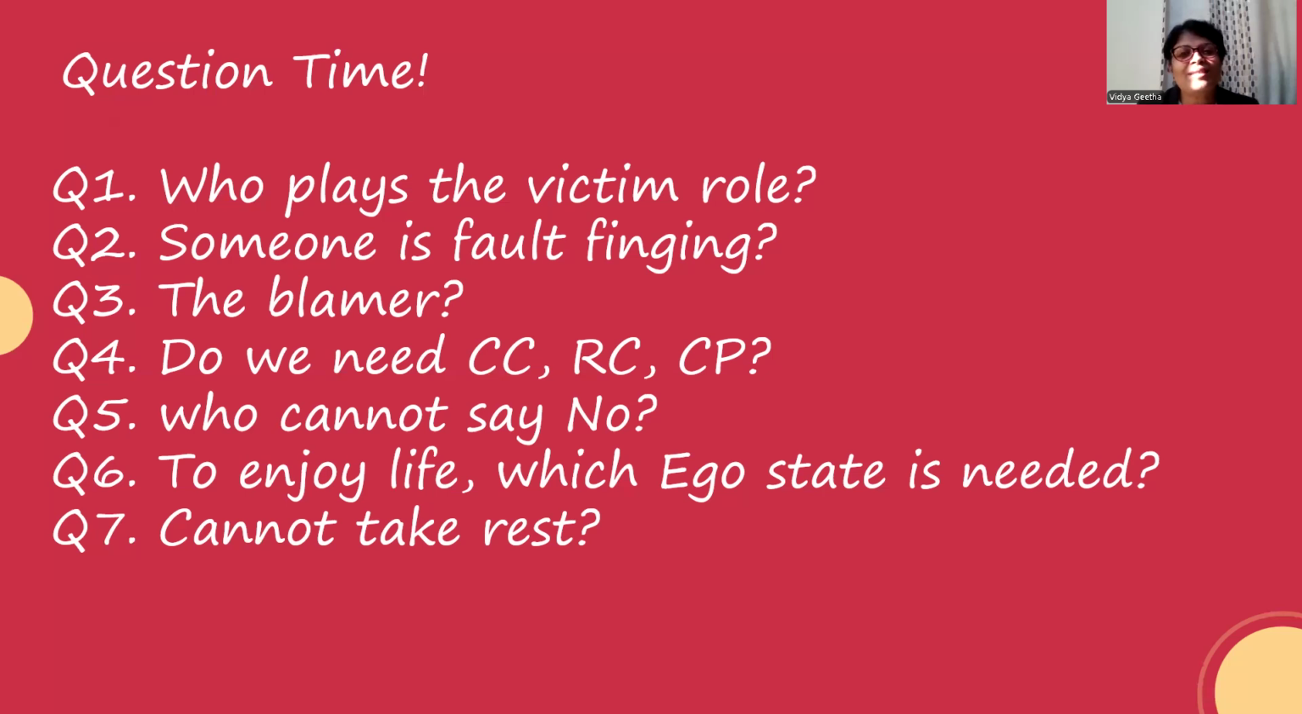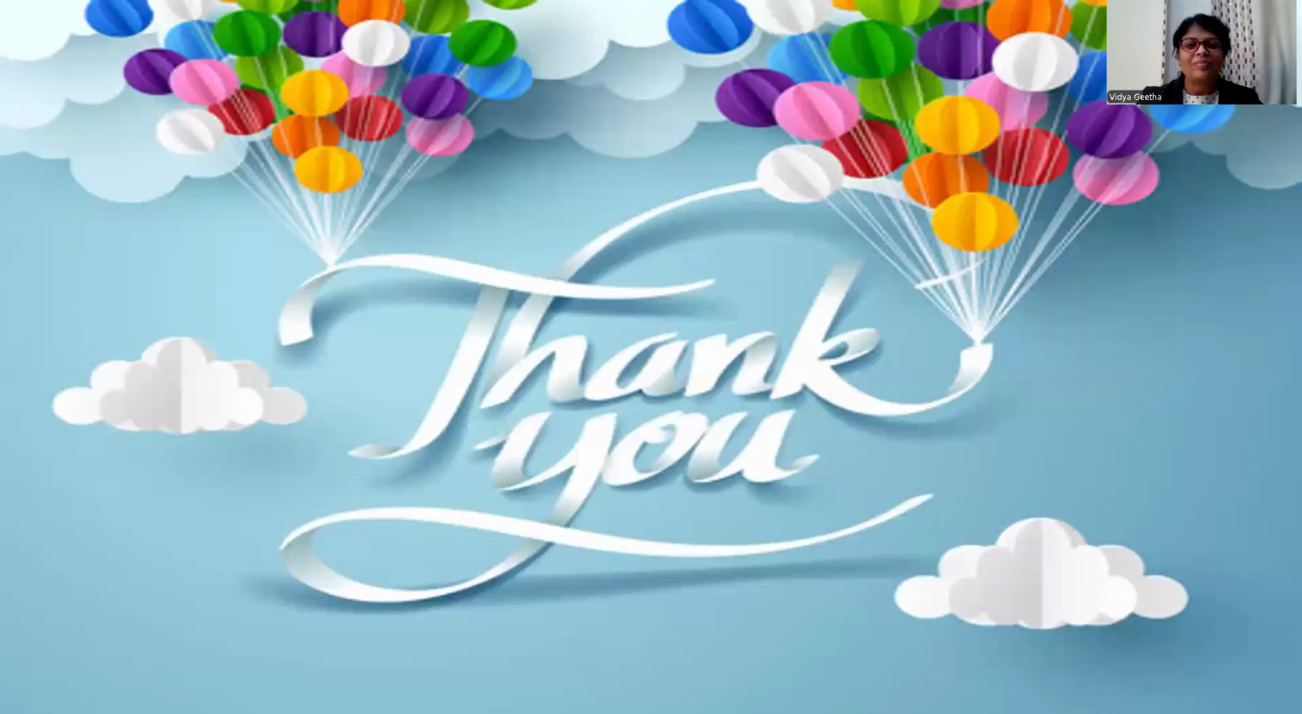Who cannot take rest? Nurturing parent. Why? Because I am so responsible that I have to do everything and I end up being exhausted. So take rest, have a great time, and try to evaluate in which ego state you are functioning most of the time. Ideally, what we need is the adult ego state. And under the adult, we need the controlling parent, the nurturing parent, the rebellious child, the compliant child, the free child, all in positive states. So that's it. Thank you.